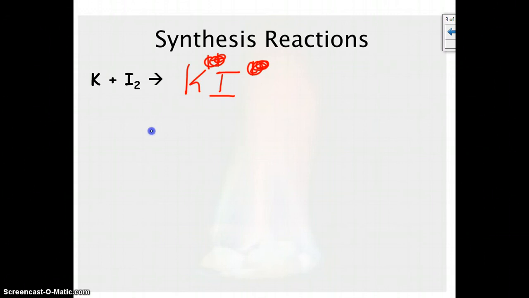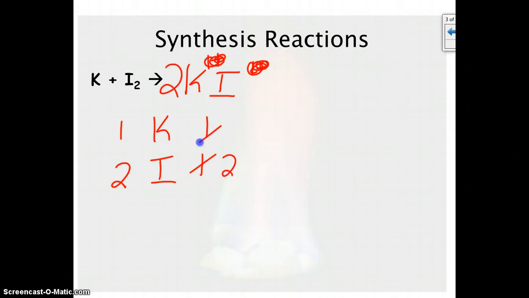Okay, so here's our equation. We do need to check the number of atoms on each side, though, so we can balance. So that'd be 2, so we can have 2 I's, but that also makes us have 2 K's. Then we'll need to put 2 there to get that balanced. Okay, so at this point, that's the balanced equation.